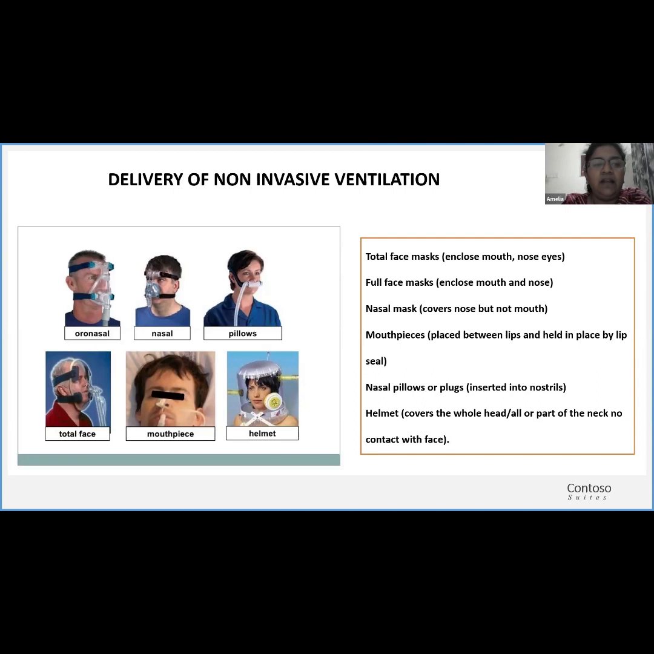One is the oronasal mask. It covers the nose and the oral cavity like this. One is nasal. It is just on the nose. This actually helps because they can eat and drink, but there is a loss of pressure in the nasal mask. Oronasal is actually better because it covers the nose and the mouth, but it is uncomfortable. It can be very claustrophobic. It's very difficult to maintain communication and to eat and drink.